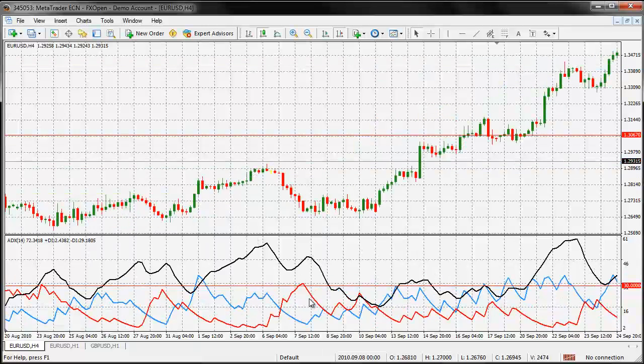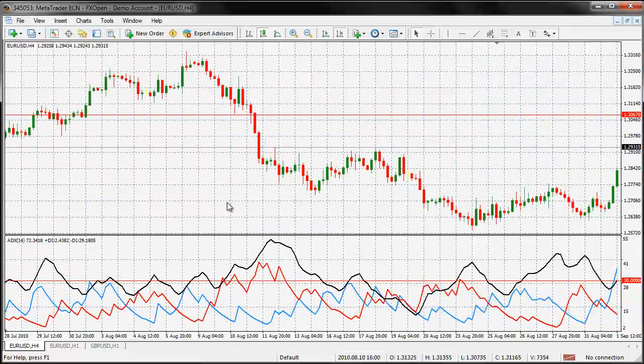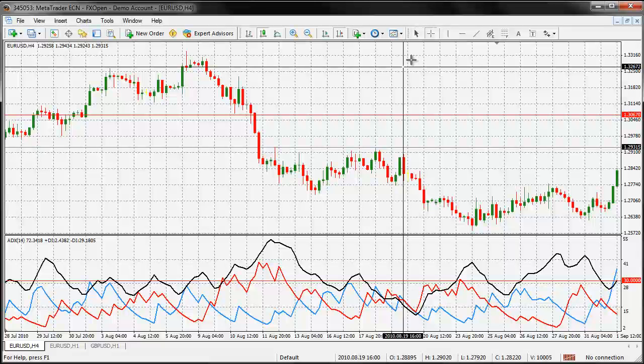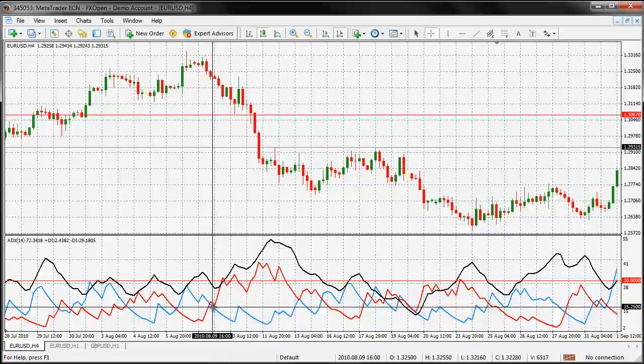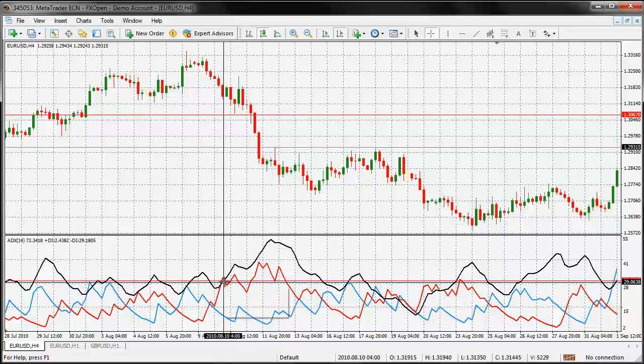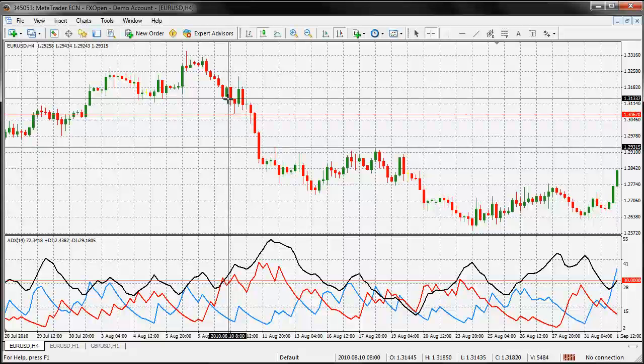Let's see if we can see any sell signals. Oh, here's a nice sell signal. Here is where it starts to cross over the blue, and then what we're waiting for next is for the black line to go over the 30. It does it right there.